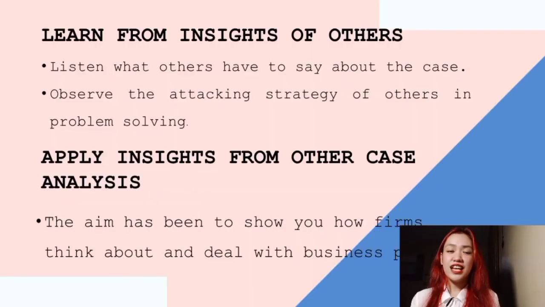Number 7, learn insights from others. Before you make up your mind about a case, make sure that you hear what others want to say. Get a second opinion, a third opinion, and so forth. In a case discussion, observe how your classmates or your teammates attack an issue and how they provide a solution for it. Such observation skills may be a key for you to find other answers to your problems.